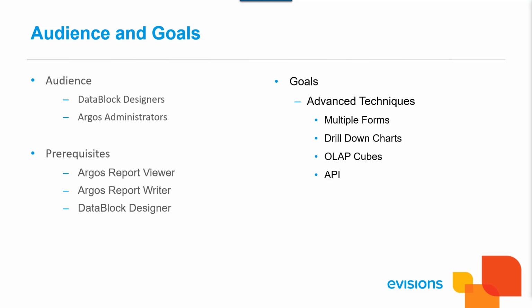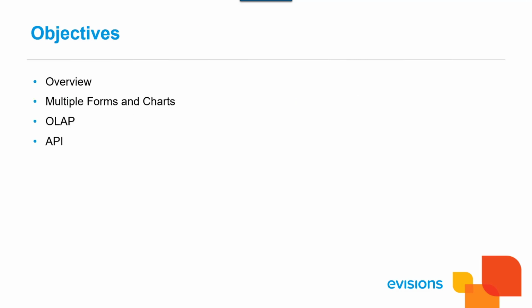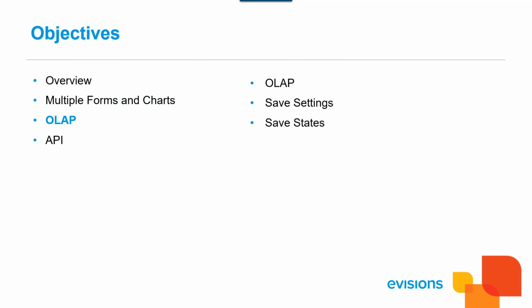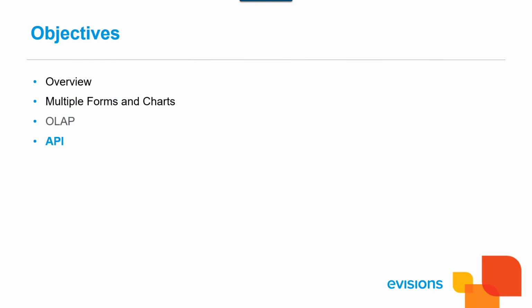The goal is to demonstrate advanced techniques such as creating multiple forms and drill-down charts, creating OLAP cubes, and setting up API calls. We'll be covering the following objectives in this training: an overview of the Data Block Designer and Argos Administrator, how to add more forms to the dashboard and using those forms to create a drill-down chart, how to add and configure an OLAP cube, and how to set up a report API.